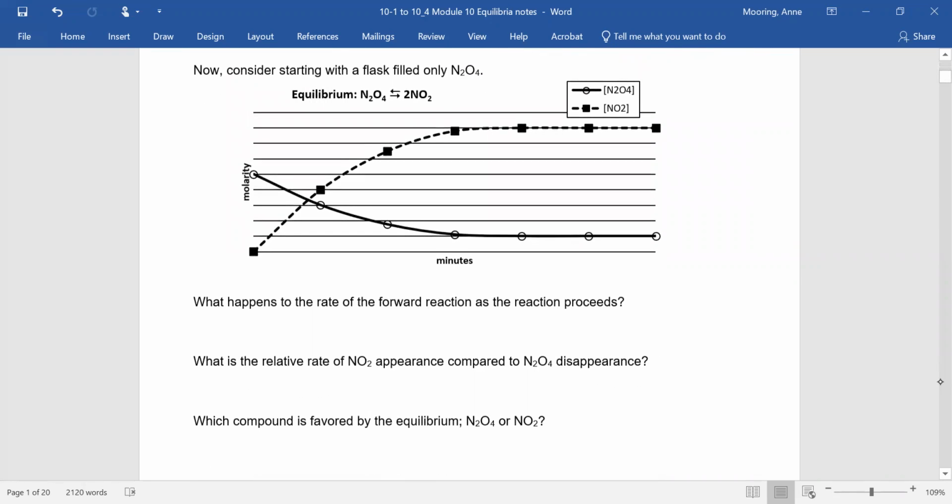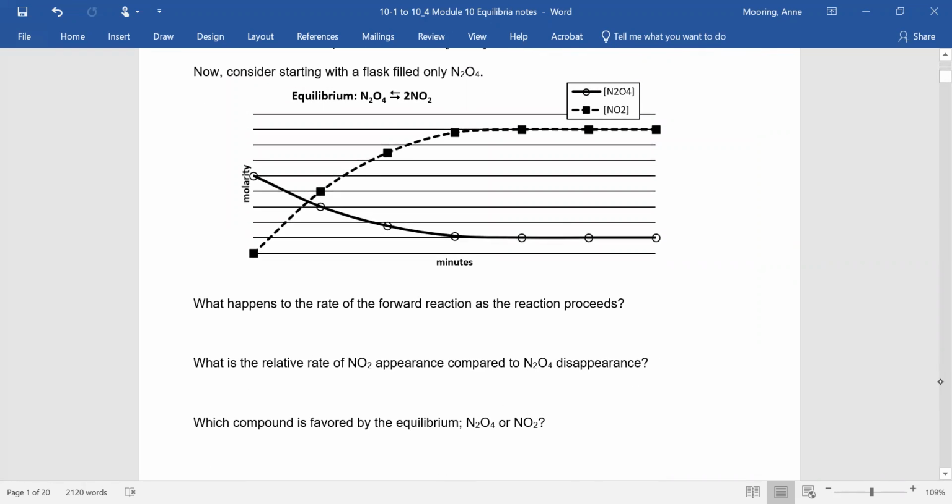So this is the same reaction. This time I've just written the equilibrium going in reverse. It doesn't matter which way we write it because it is an equilibrium. So now consider starting with a flask filled only with N2O4. So here we are with just the N2O4. At this point, the N2O4 disappears, and we're seeing that NO2 forms.